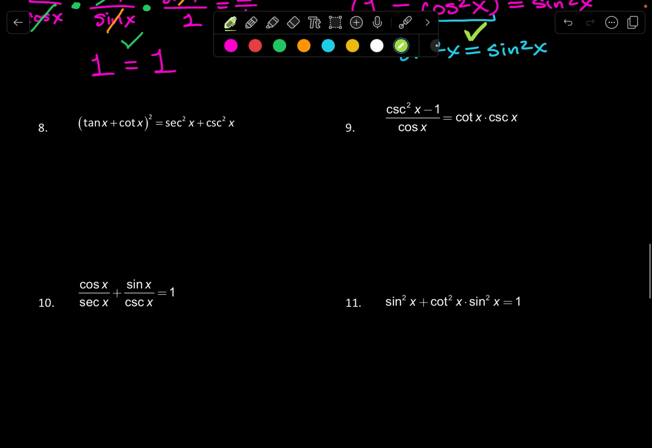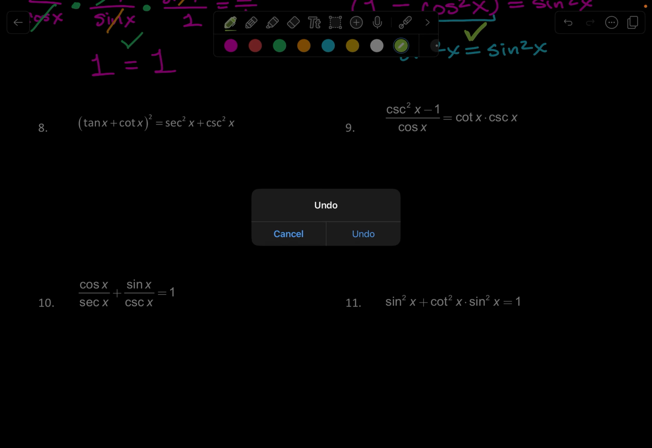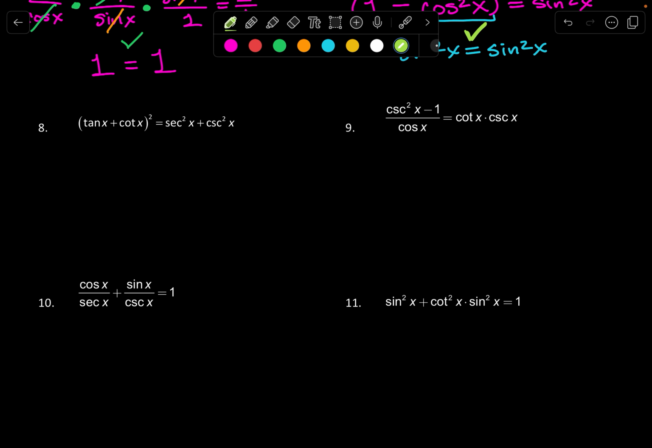Moving to 8, I've got tangent plus cotangent, squared. I'm trying to prove that it equals secant squared x plus cosecant squared x. So first thing I notice is that I've got a binomial, and it's squared, which means I'm going to multiply it by itself. And whenever you multiply binomials, you need to use FOIL.